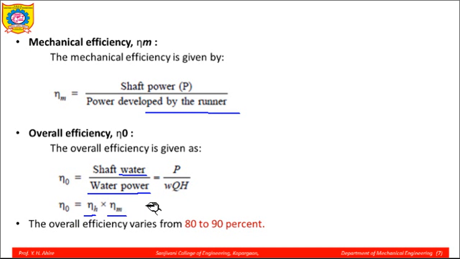Here in the reaction turbines, there is no concept of a volumetric efficiency, right? So we don't define volumetric efficiency as such in reaction water turbines, right? The range of overall efficiency is around 80 to 90% in case of a Francis turbine.